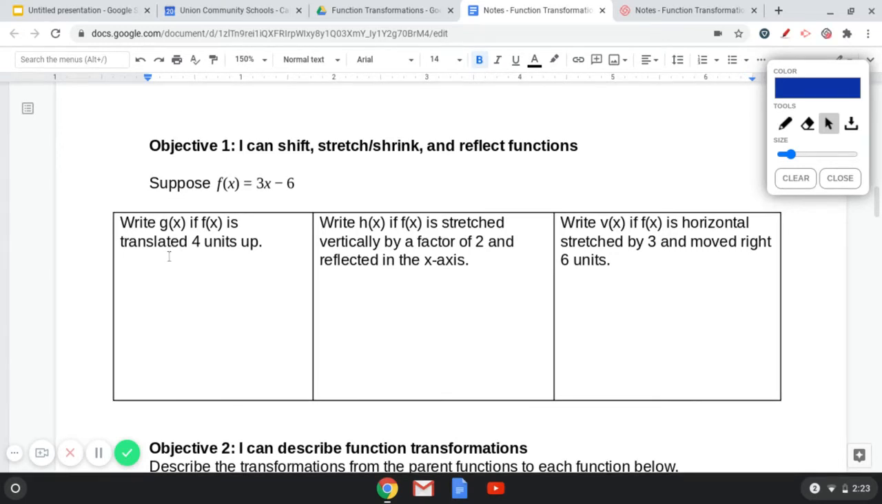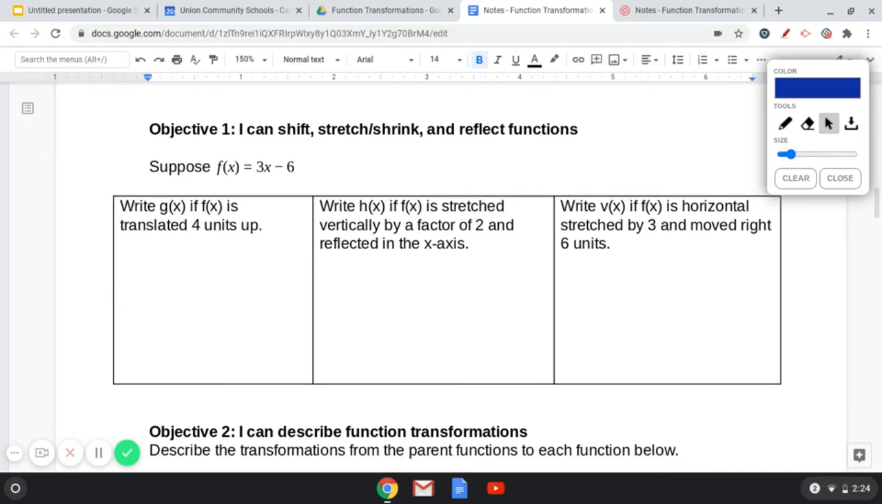And now we're going to talk about actually shifting, stretching and shrinking, reflecting functions, and then describing transformations. And you can do these by graphing them in Desmos and seeing what happens, or how to get this to translate 4 units up, for example, for this first example. Or you can do this very algebraically, so you can do either one.